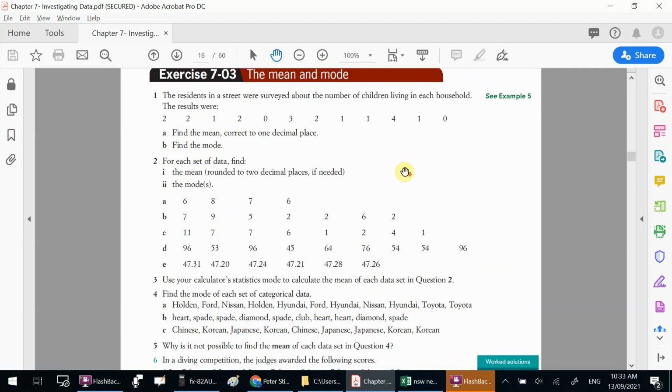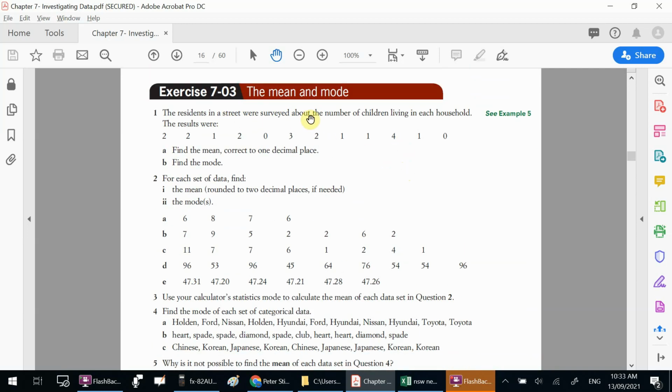Question 1 here. Residents in a street were surveyed about the number of children living in each household. And here's our set of results. And by the looks of things, it ranges from 0 up to 4. Let's see how many of each one.